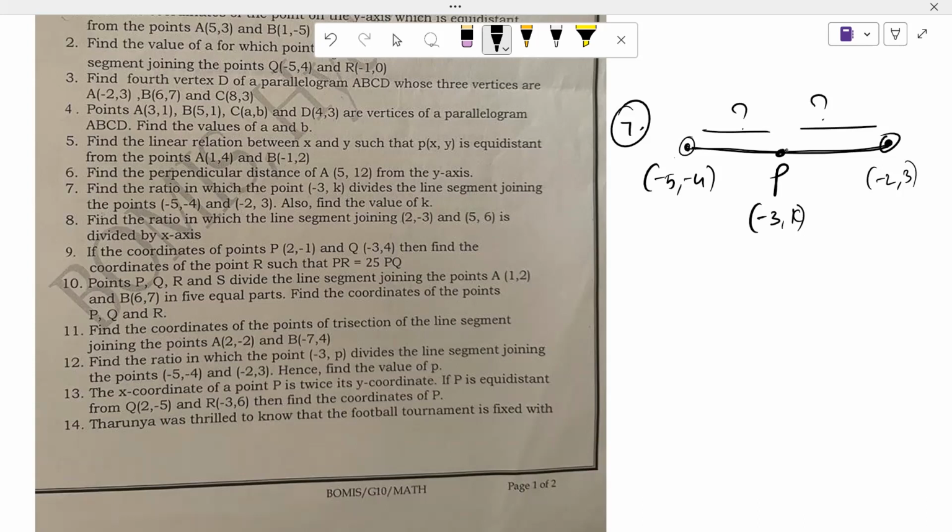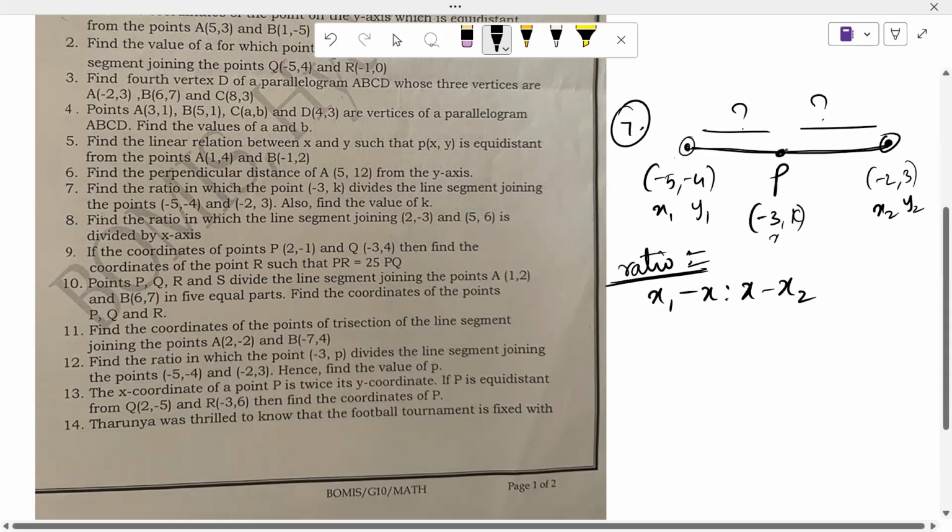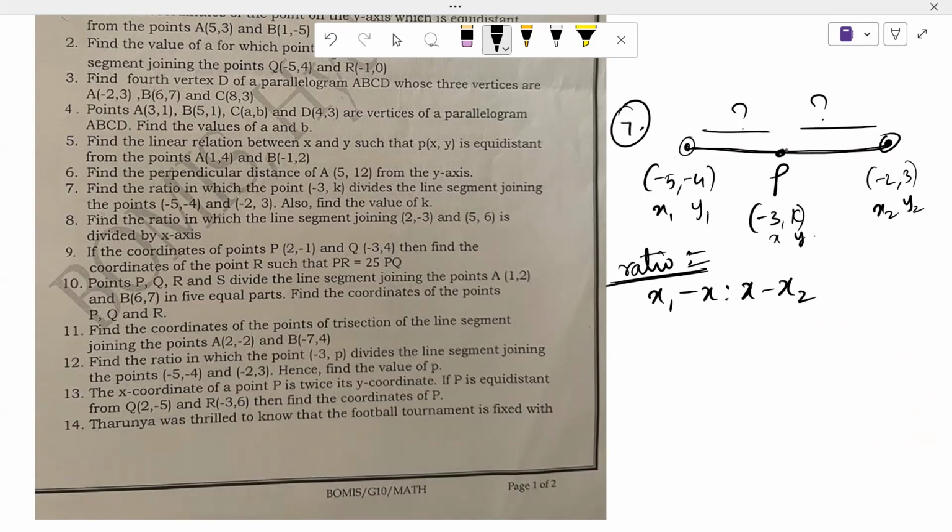So we have a formula for that. See, that is x1 minus x is to x minus x2. That is the ratio to find. You have to consider the first point as x1, y1, and the second point as x2, y2, and the point is x, y. So apply the formula.